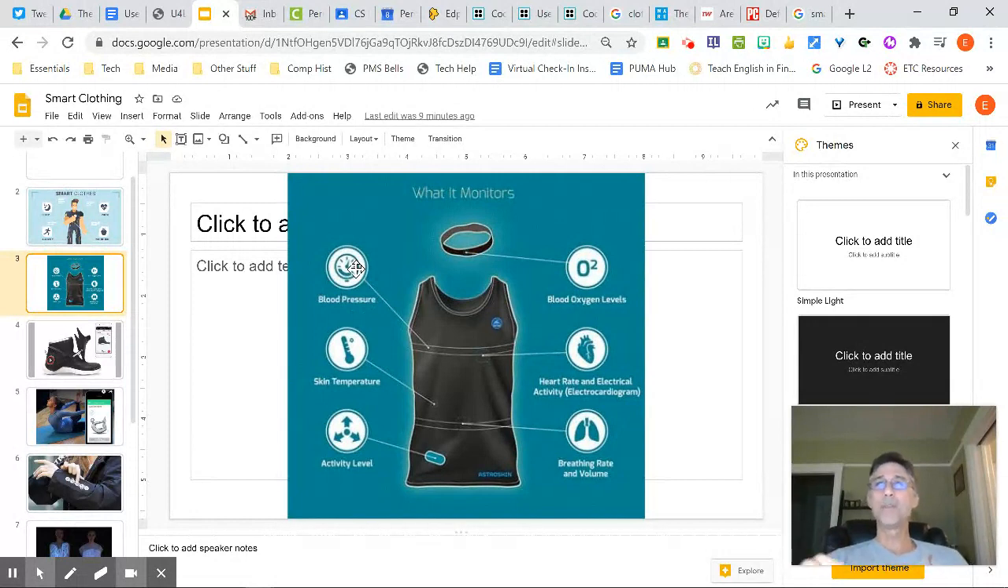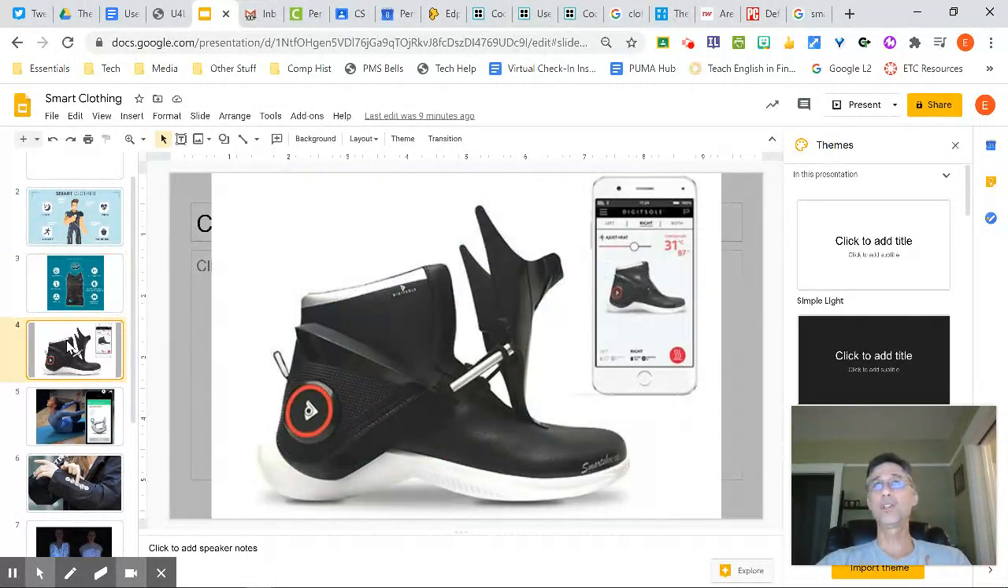So these are all pieces of clothing that would monitor your medical data, your medical vital statistics, as they say. So blood pressure, skin temperature, heart rate, oxygen levels, okay, breathing rate. That's all possible in smart clothing, okay? But what about a pair of shoes? A pair of shoes that opens up the tongue and closes the tongue based on how hot, you can see the app up here, based on how hot it is sensing that your foot is. So it creates ventilation for your foot depending on the temperature inside the shoe, right?